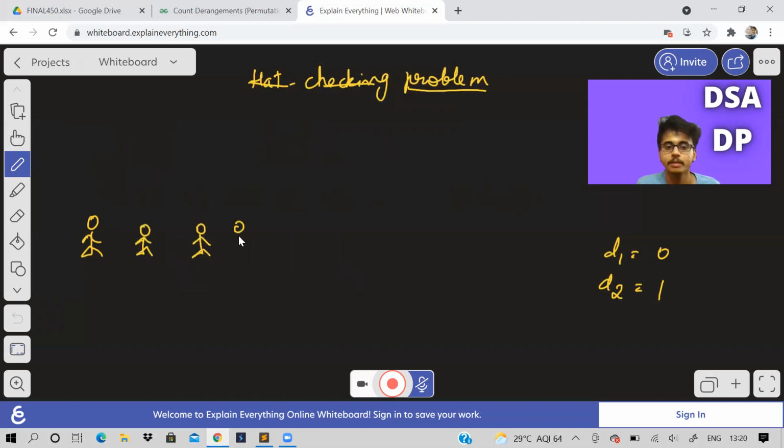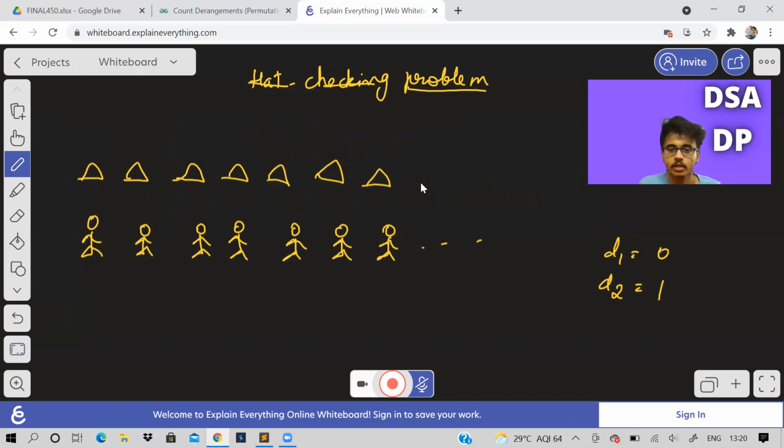So there were n people, correct? There were n people, and n hats. So n people, n hats. Fine. And what had we got? For person number 1, how many ways are there to give him a hat? N minus 1 ways for giving the hat to person number 1. Now let us pick any person, say person number I. This is the ith person, suppose. Now there are two cases. What are the two cases?